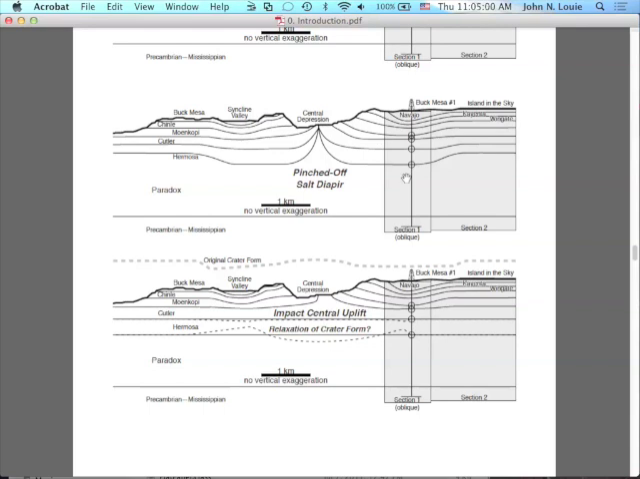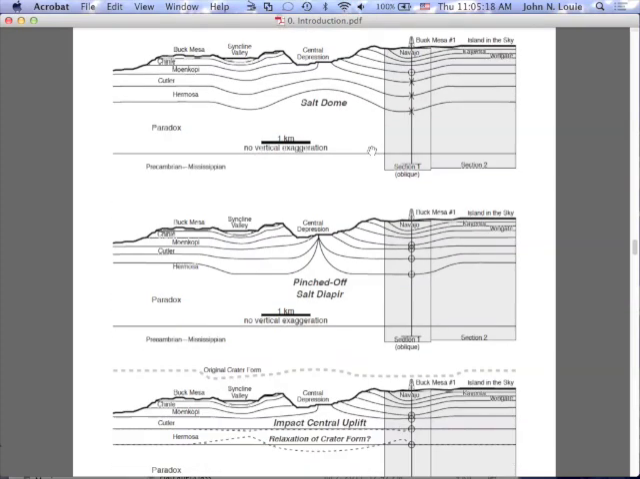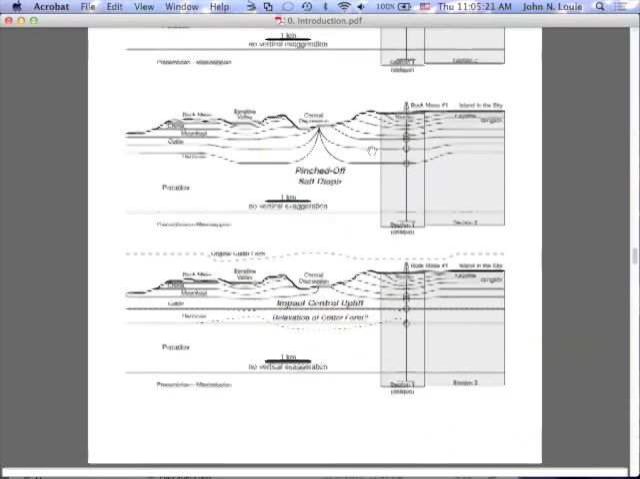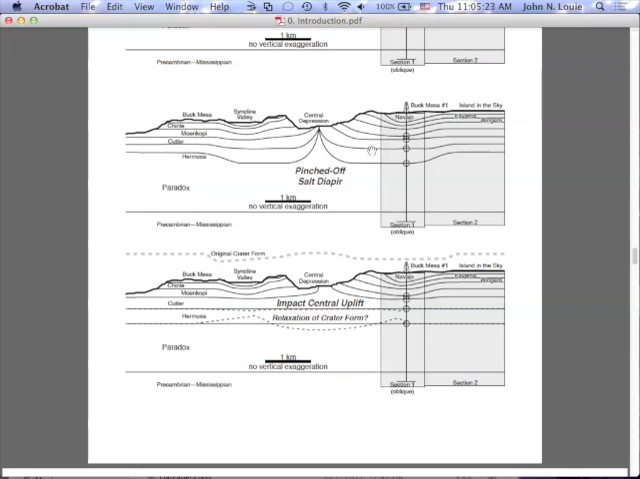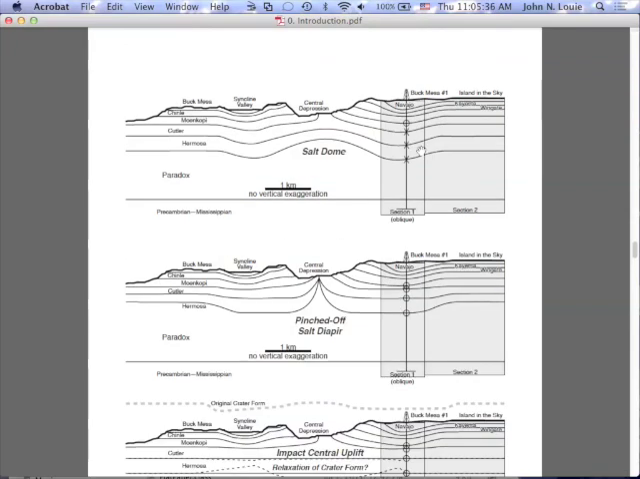Nonetheless, if you have this pinched off salt diapir here, then you end up drawing salt, and then the salt rises up higher and gets eroded away later. Because this has been eroded at least a kilometer down from where it was in the Tertiary. Anyway, you can make a pinched off salt diapir model match the depths that you see in the well and in the seismic.